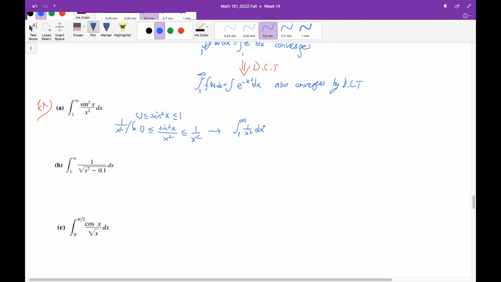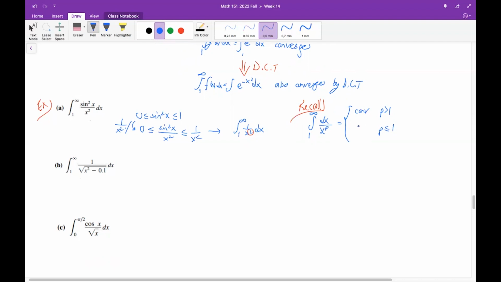And you can easily recognize it as a p integral. We recalled in one of the previous lectures how to understand this type of improper integral, 1 over x to the power p from 1 to infinity. The result of this improper integral depends on the number p. If p is greater than 1, it converges. And if p is less than or equal to 1, it diverges. This is called the p-test, and you can use it in your solutions.